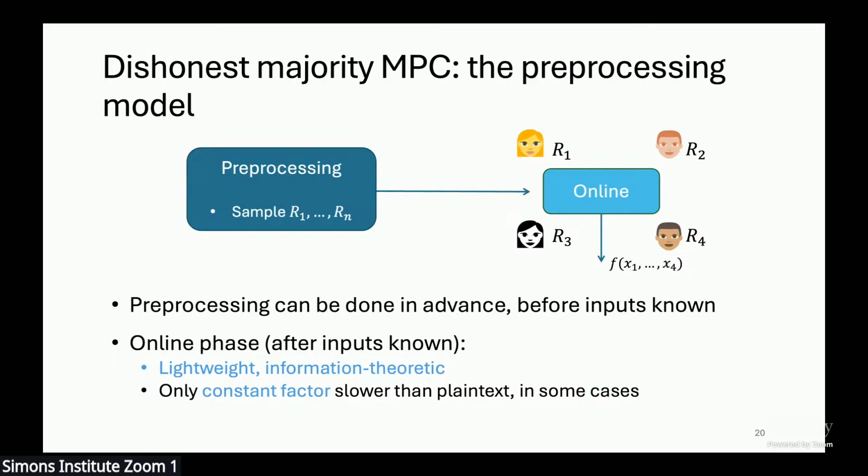The nice thing about this model is it's flexible. You can do the preprocessing in advance if you want, potentially offloading some of the heavy work to produce this preprocessing ahead of time. And then the online phase can be very simple. It can be information theoretically secure, very lightweight, and cheap in terms of computational overhead. In fact, you can even get just a constant factor slowdown in computation per party compared with evaluating the plaintext circuit in the clear.